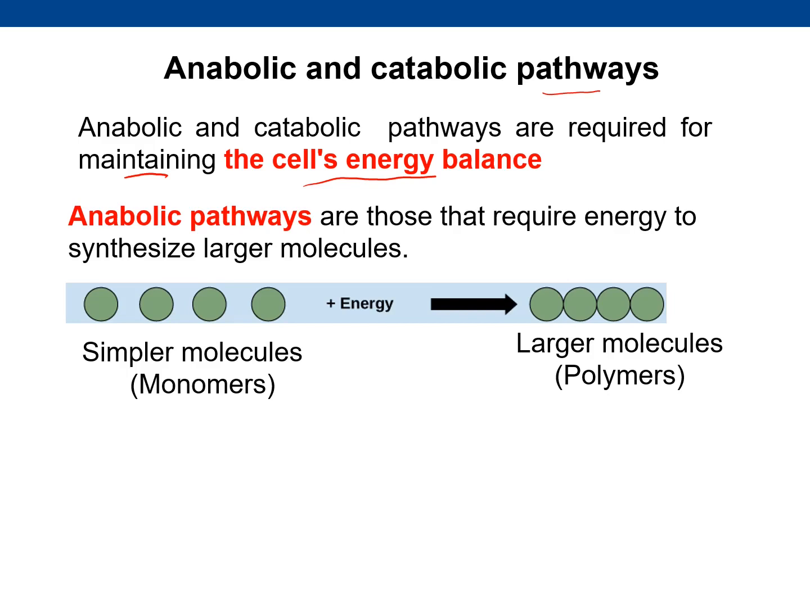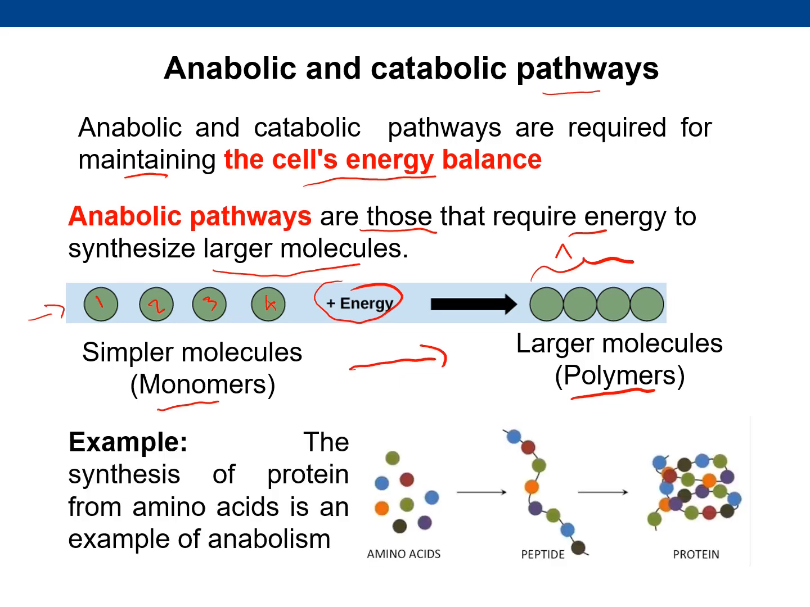And in this schematic, I want to show you what an anabolic pathway is. Here you have 1, 2, 3, and 4 simpler molecules. They are monomers. They can be amino acids, they can be glucose, they can be lipids. But when you add energy, you are able to create, instead of 4 molecules, one large molecule. You are creating a polymer. So anabolic pathways are those that require energy to synthesize larger molecules. So you go from simpler molecules to large molecules when you have anabolic pathways.